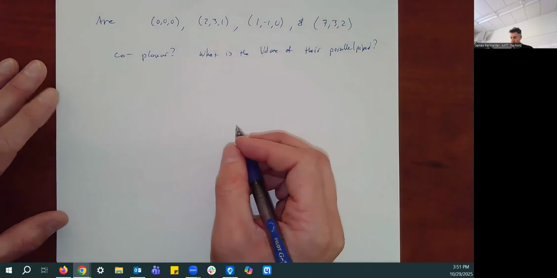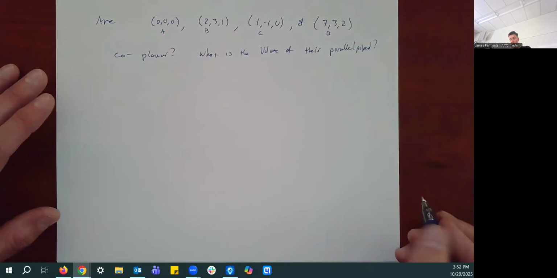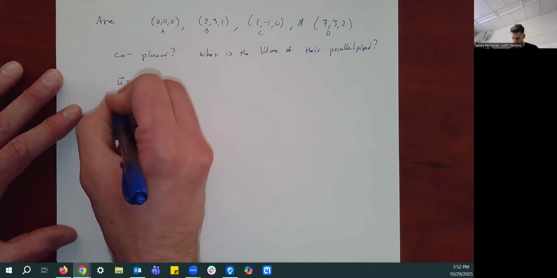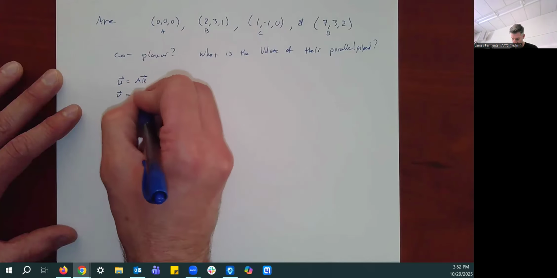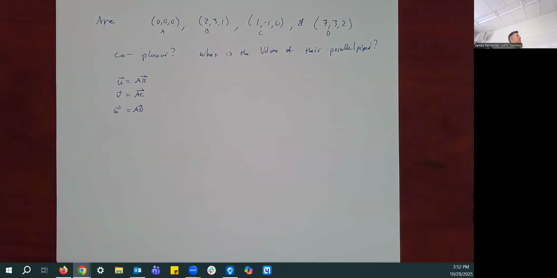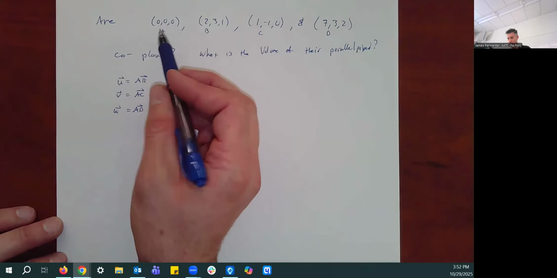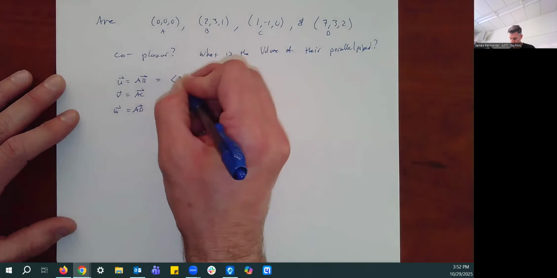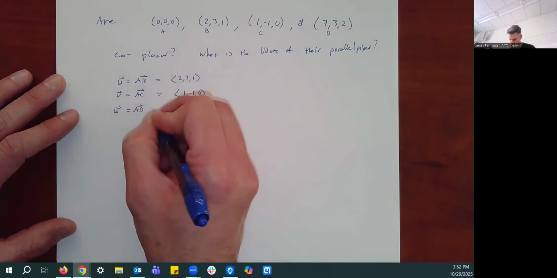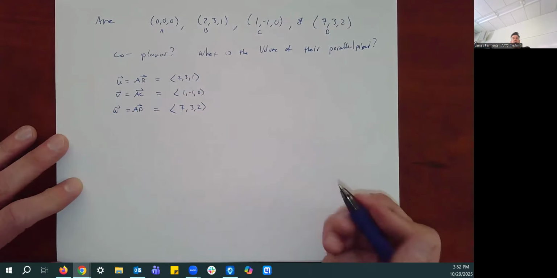Essentially, we're going to think of this as our A, this as our B, this as our C, and this as our D, and we're going to calculate U equal to AB, V equal to AC, W equal to AD. Really you can pick any point to be your first point. I'm obviously picking A because it's 0, 0, 0, and it's easy to do. So my U is going to be the vector 2, 3, 1. My V is going to be the vector 1, negative 1, 0. And my W is going to be the vector 7, 3, 2. And then I'm just going to toss those into that formula and see what I get.